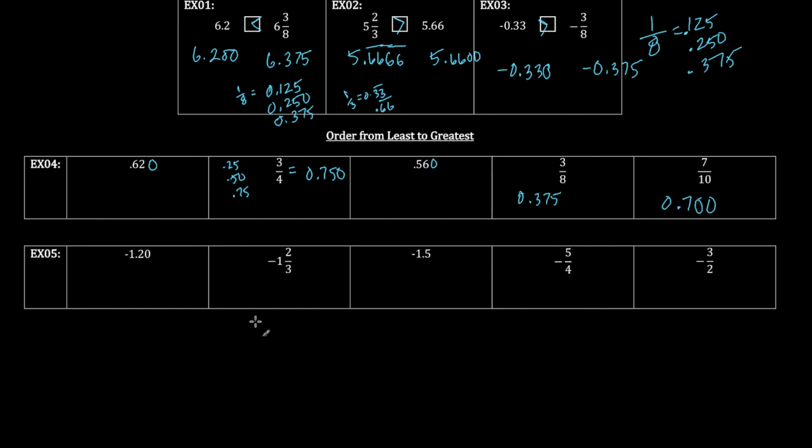Okay. So least to greatest. 620, 750, 560, 375. Okay, so this one, I'm going to put this in a different color. Okay, that's our first one. And then looks like 560. And then 620. And then 700. And then 750. Okay, let's do it again.